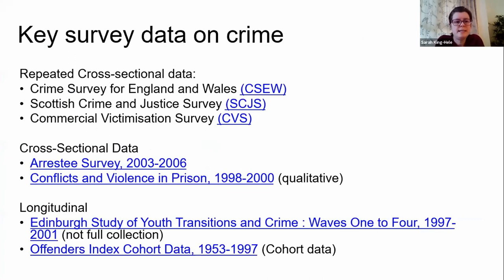Okay, so here's a list of some of the key survey data on crime that are available from the data service. So I've mentioned the first two. There's also a commercial victimisation survey, and amongst data sets that have not been run recently, there's an arrestee survey and a conflicts and violence in prison survey, but unfortunately they're not recent. The longitudinal data includes the Edinburgh study of youth transitions and crime, etc.